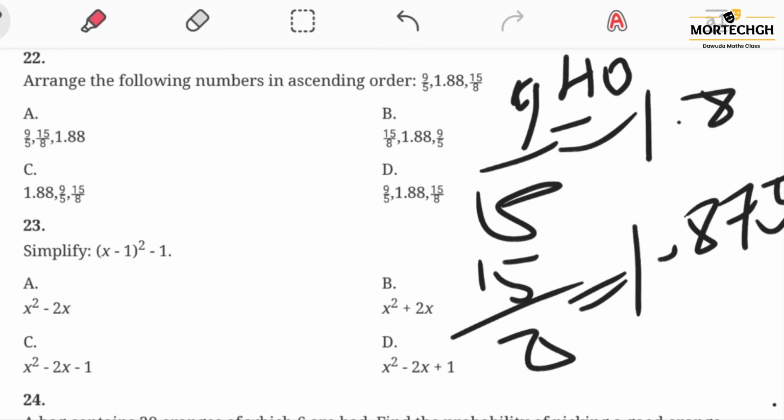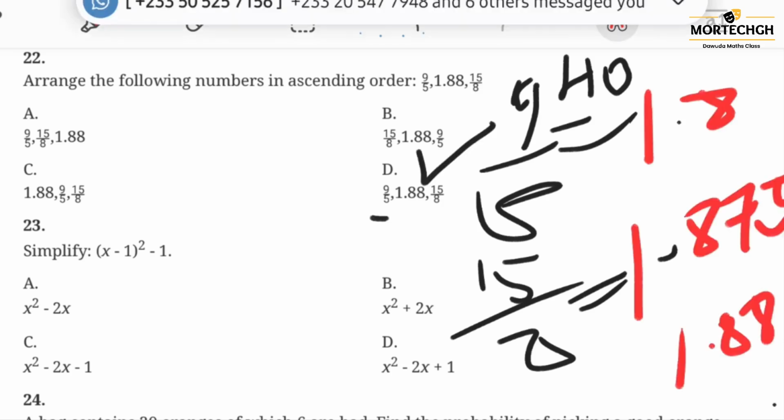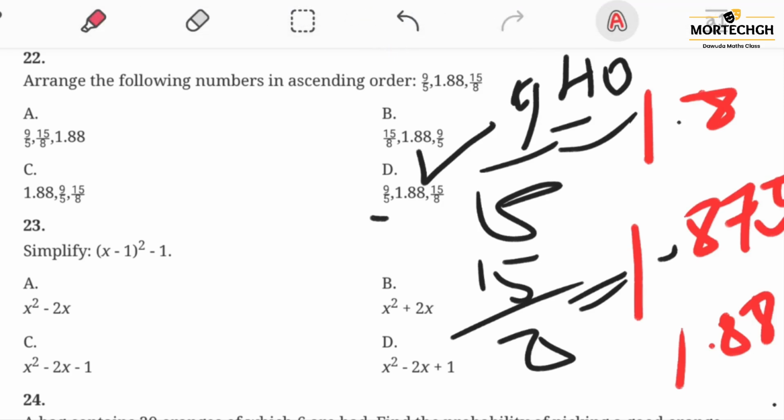Right? So you compare these numbers and arrange them in ascending order. In the middle we have 1.88. So consider these three numbers in terms of the decimal. Which one is the lowest? We have 1.8 to be the lowest. 1.88 is the maximum. Then will be 1.8, which is 9/5, followed by 1.875, which is 15/8, then the last one, 1.88. So the correct answer here will be A, which satisfies ascending order.